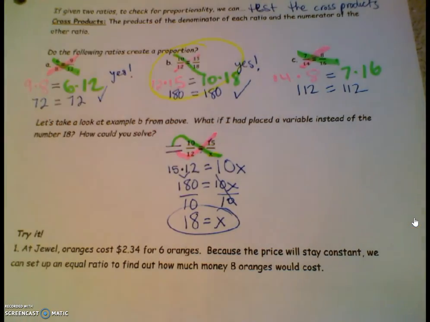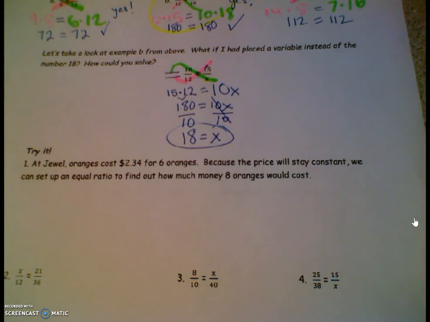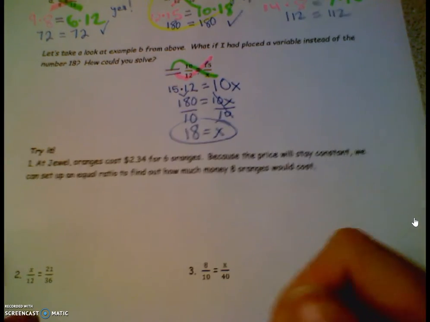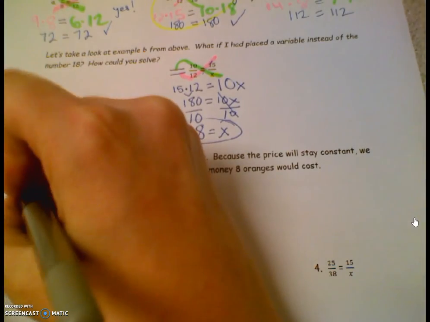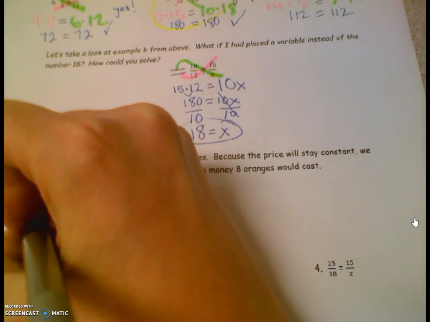Let's go ahead and take a look at a real-life example. At Jewel, oranges cost $2.34 for 6 oranges. Because the price will stay constant, we can set up an equal ratio to find out how much money 8 oranges would cost. So what I'm going to do right now is I'm going to compare money to oranges.